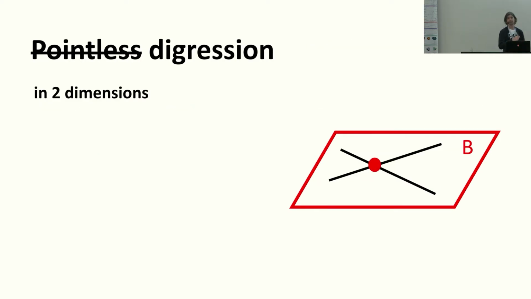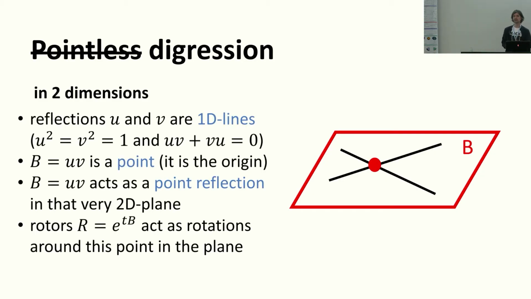A digression about points. First of all, in 2 dimensions, which is very important for the rest of the talk, the idea is that we take 2 reflections. A reflection is basically a line. You take 2 reflections. Now, they are orthogonal. So uv plus vu is 0. That is the algebraic statement. Geometrically, it's orthogonal. So what you get, B, the product of those 2 reflections, is a point. It's actually the intersection. Now, at the same time, B gives me a point reflection. That is an action. It does something. And I can even use it now to make a rotor.